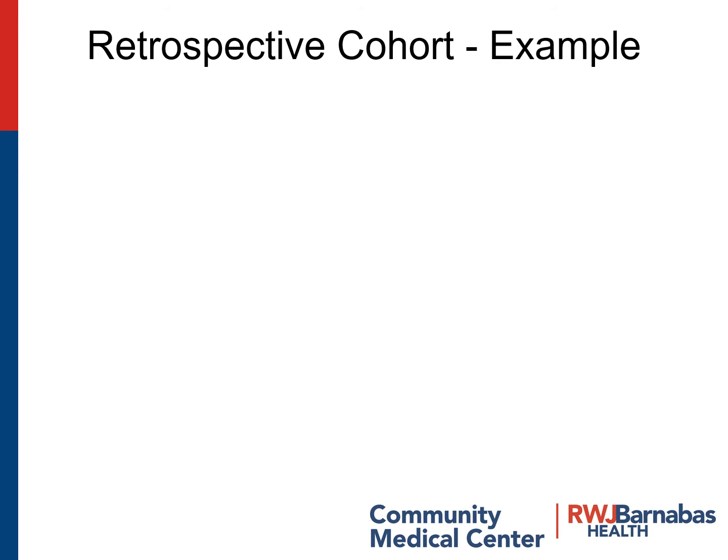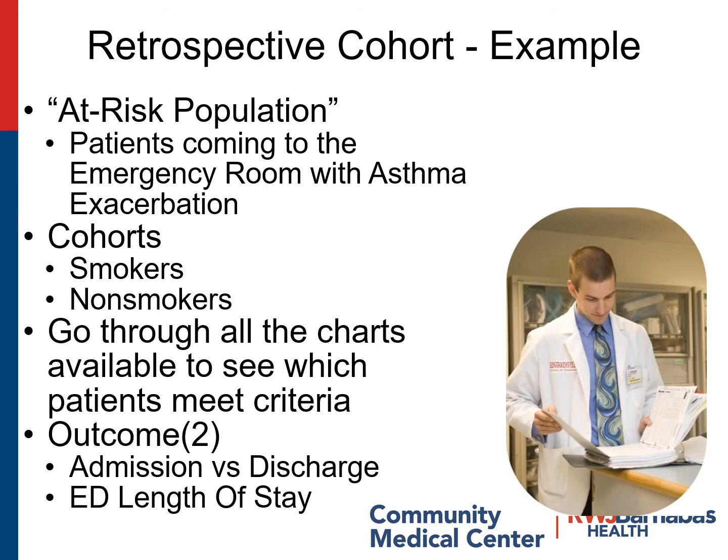All right, here's an example of a retrospective cohort. Once again, the at-risk population is patients coming to the emergency room with asthma exacerbation. Once again, you're going to break it up into smokers and non-smokers. But this time, instead of enrolling the patients as they walk in through the door, you are just going through their charts and trying to see what their outcomes are.